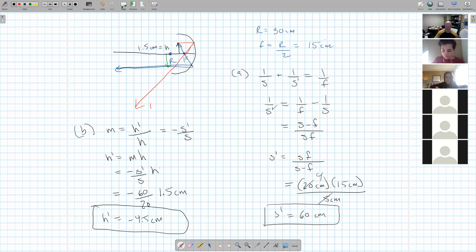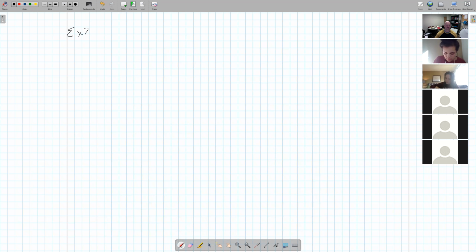So good. Let's look at the next question. This was example number 1. Let's look at example number 2. It's saying that we have a rear view mirror, which is now a convex mirror. So this is my convex mirror.